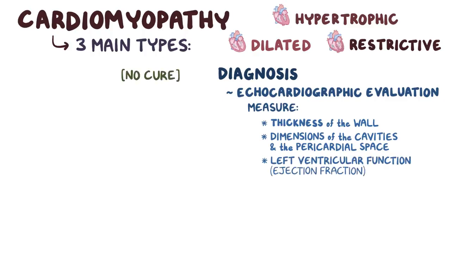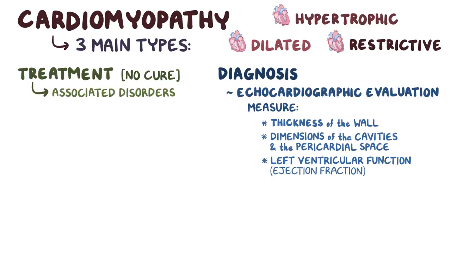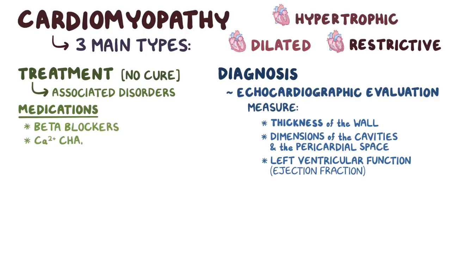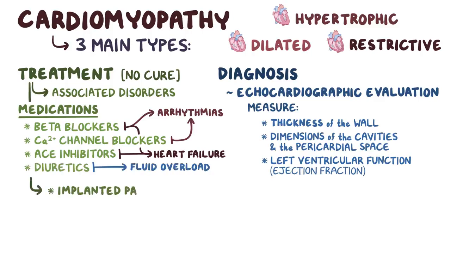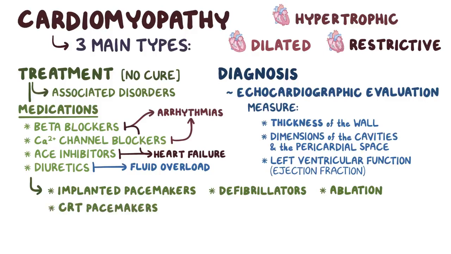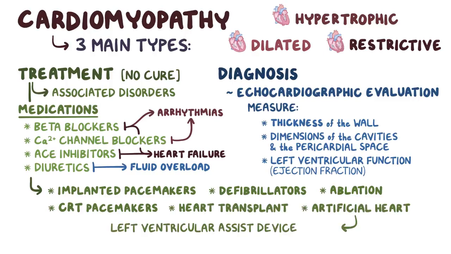There is no cure for cardiomyopathies, so treatment is based on treating the associated disorders and might involve medications like beta blockers or calcium channel blockers for arrhythmias, or beta blockers and ACE inhibitors for heart failure, as well as diuretics for those with fluid overload. Some individuals get implanted pacemakers, defibrillators, or ablation. In some cases, patients might be treated with cardiac resynchronization therapy, or CRT pacemakers. Finally, some individuals need a heart transplant or implantation of an artificial heart called left ventricular assist device, or LVAD.